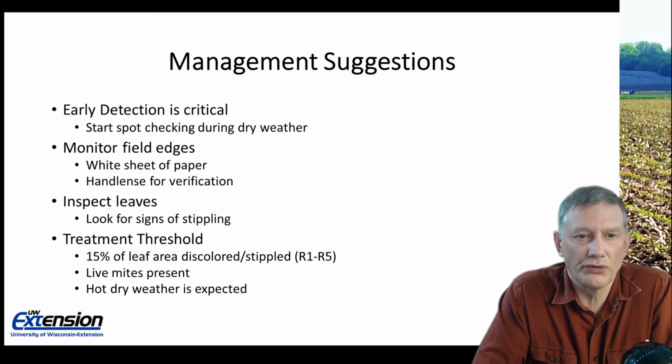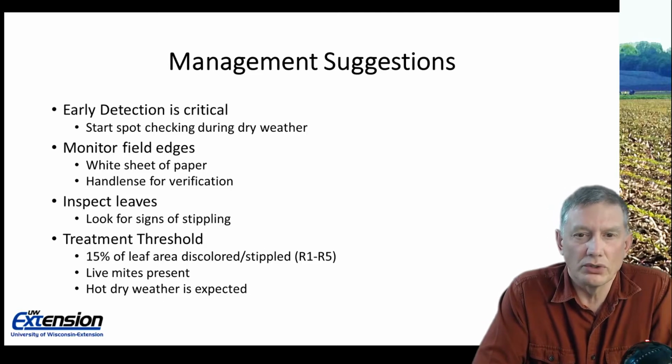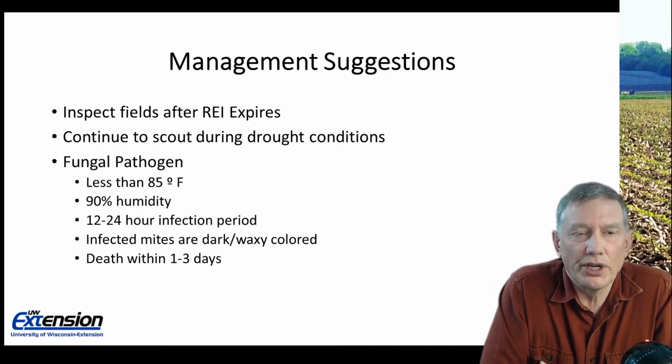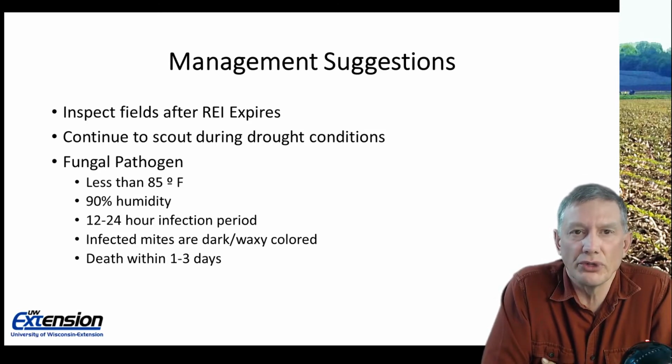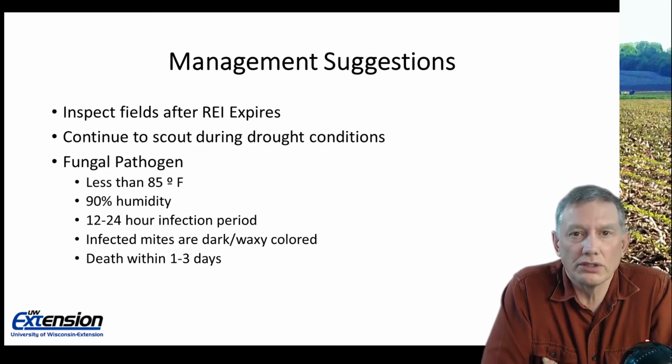Our treatment threshold is when 15% of the leaf area is discolored or stippled during the early reproductive stages of soybeans. You also want to make sure that you have live mites present and that hot, dry weather is expected. If you need to spray, make sure you inspect those fields soon after the re-entry interval has expired. You want to make sure that you control that population. Continue to scout for two-spotted spider mites as long as you have drought conditions. Don't assume that one application during the drought will control them completely.